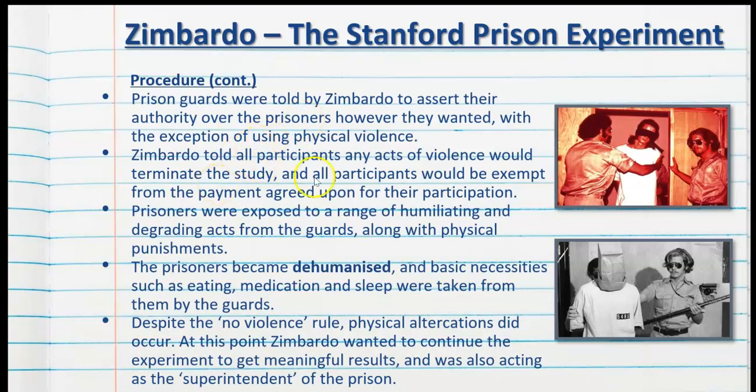Prisoners were exposed to a range of humiliating and degrading acts from the guards, along with physical punishments. The prisoners became dehumanized, and basic necessities such as eating, medication, and sleep were taken from them by the guards. Now, despite the no violence rule, physical altercations did occur. At this point, Zimbardo wanted to continue the experiment to get more meaningful results, and was also acting as the superintendent of the prison.